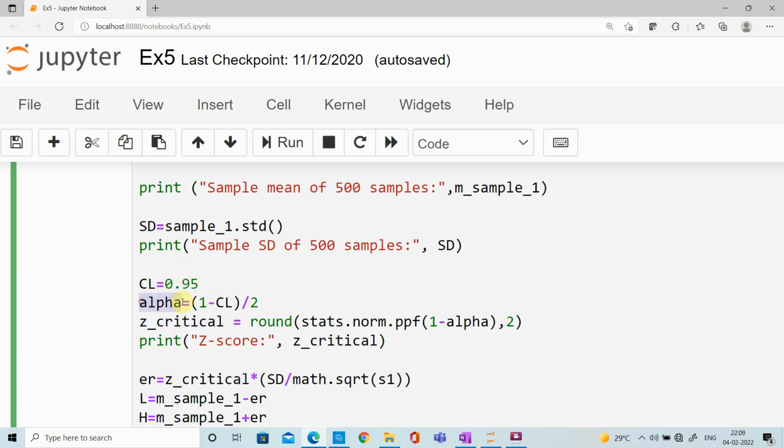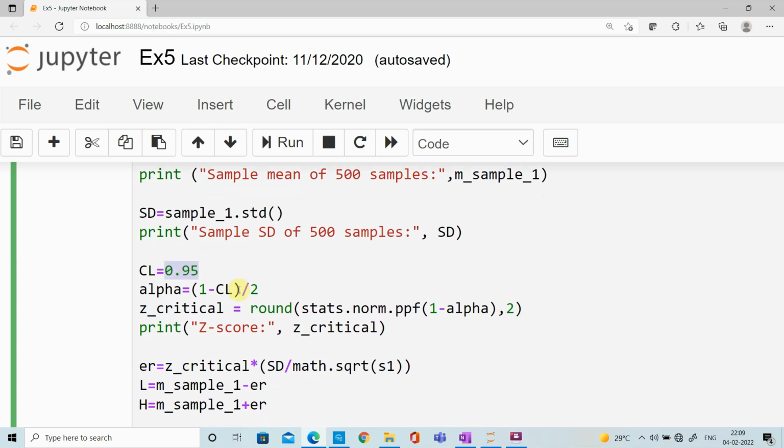So we are calculating the alpha value based on the confidence level, and that will be passed to the statistics function called norm.ppf. It will calculate the Z critical value, that is the Z score, but it will have the value 1.95999. So it needs to be rounded to 2 digits. We have given a round off function, rounded to 2 digits. So we get the value 1.96 as the Z score for the confidence level of 95%.